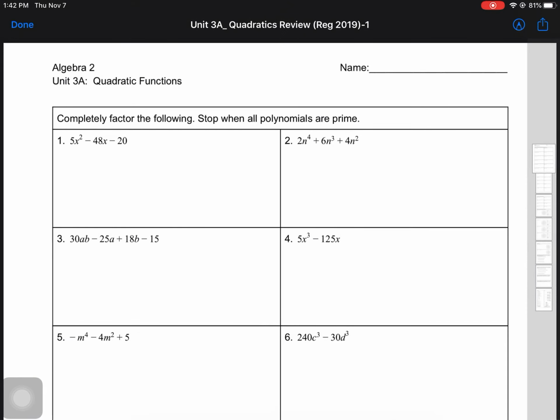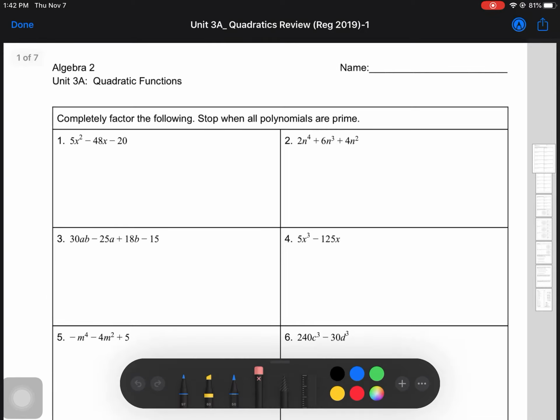So here I have Unit 3A's review for Algebra 2. I'm going to go through this and hit some highlights to make sure you know what to study for your upcoming test. So this first page is all about factoring.